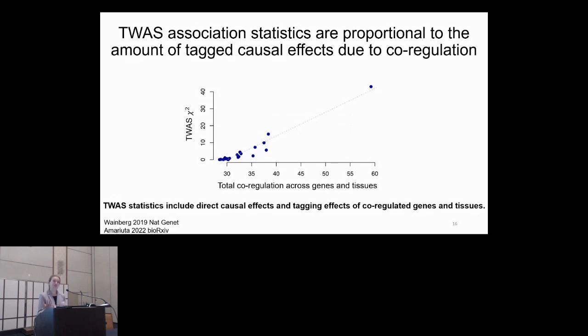We can derive a similar model that's based on what we know about SNPs and heritability to incorporate instead what we know about genes and tissues and the genetic component of gene expression, and how these additively contribute to a complex trait or polygenic disease. And again, we see this trend because TWAS statistics not only include the direct causal effects of genes and tissues on disease, but tagging effects of co-regulated genes and tissues.